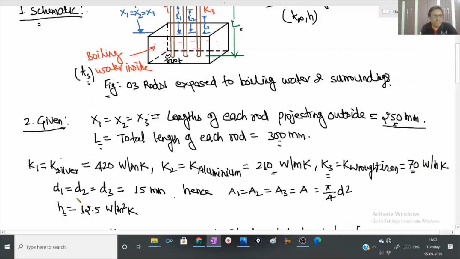The diameters of each rod are same, that is D1, D2, D3 is equal to 15 mm. Hence, their cross-sectional areas Ac1, Ac2 and Ac3 will also be same. Let's say they are of cylindrical shape, so their cross-sectional area will be pi by 4 d square. And convective heat transfer coefficient of the surrounding fluid is 12.5 watt per meter square Kelvin.